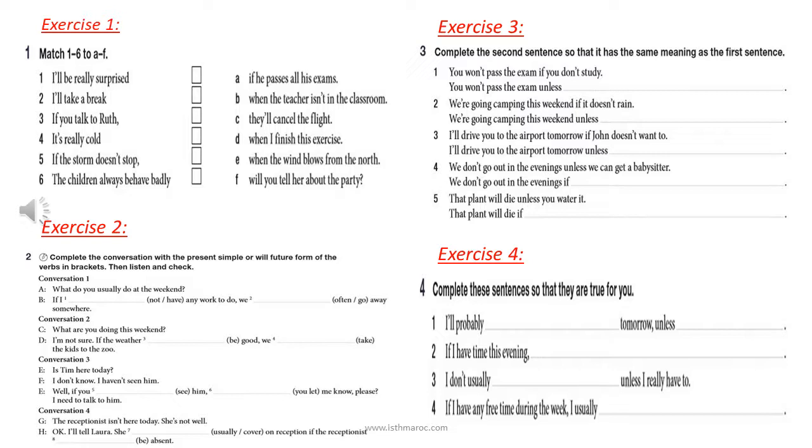Exercise 4: complete these sentences so that they are true for you. I'll probably tomorrow unless. If I have time this evening, I don't usually unless I really have to. If I have any free time during the weekend, I usually. So you can fill in the blanks with some examples that have to do with you. So this is the end.